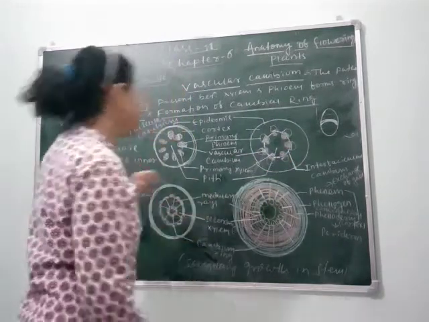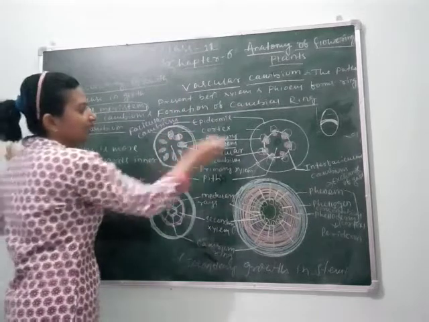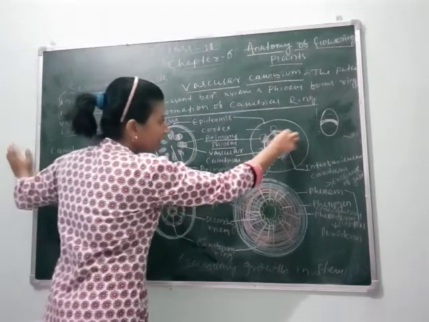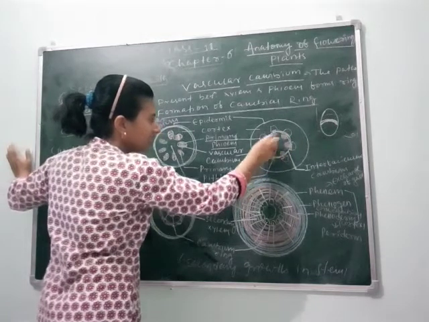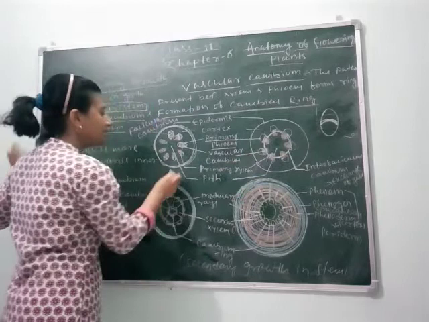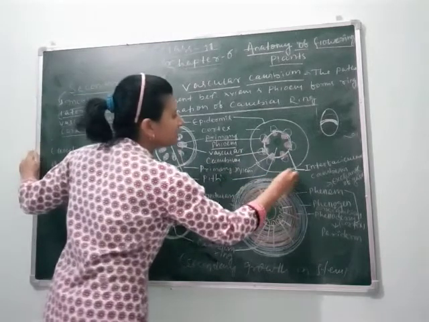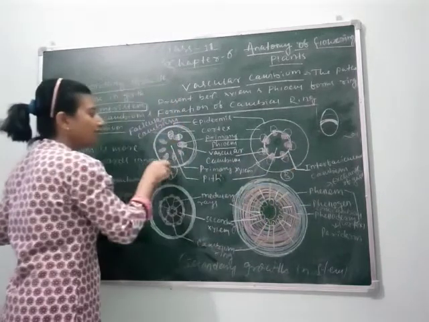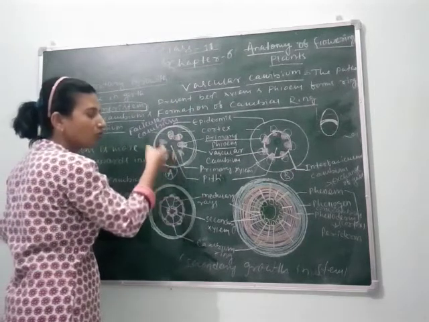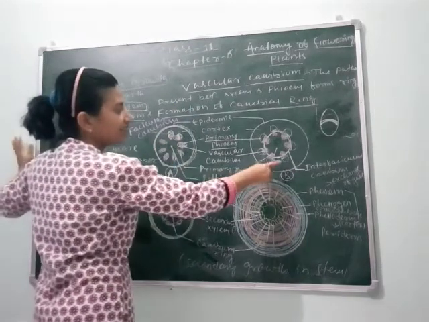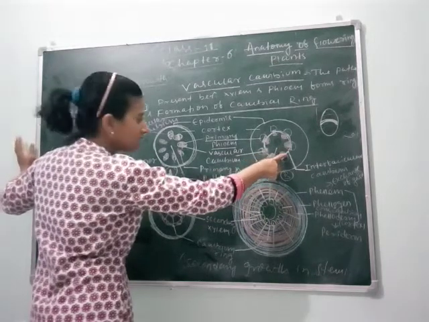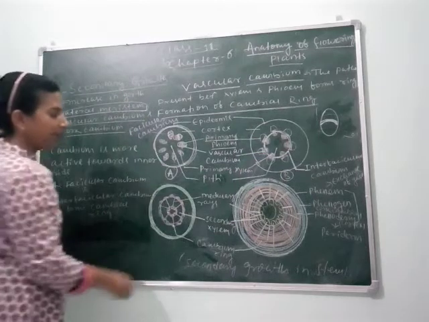Clear? Next, here the interfascicular cambium joins all the vascular bundles together, which means the ring formation starts. Clear? This is the first step, this is the second step. In the first step, vascular bundles are arranged, there is no joining between them, no ring is formed. In the second case, we can see interfascicular cambium joins all these vascular bundles. Then in the third step, what happened?